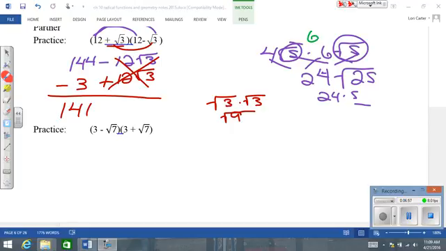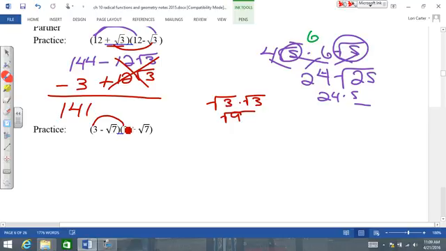Distribute the 3. So 3 times 3 is 9. Then what? No, you have to do it to the 7. This is a positive square root. So a positive times a positive is a positive. 3 times the square root of 7 is what? 3 square roots of 7.